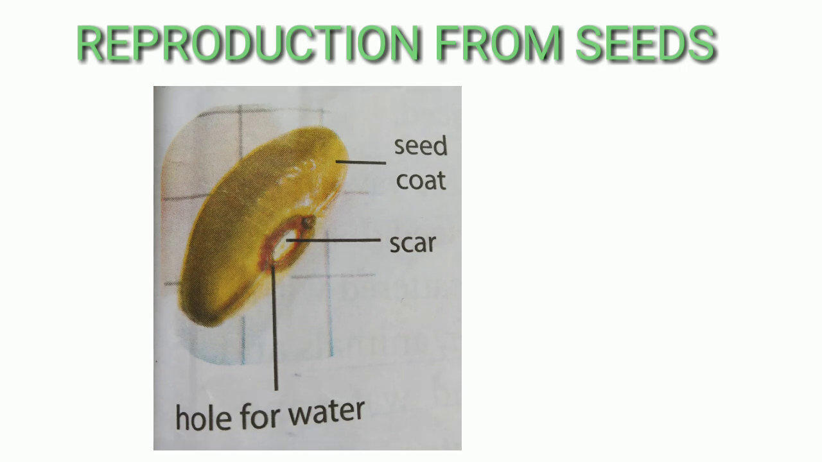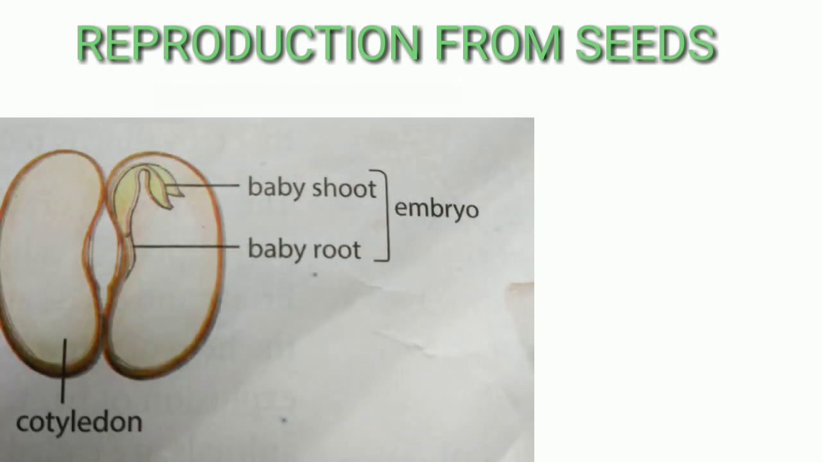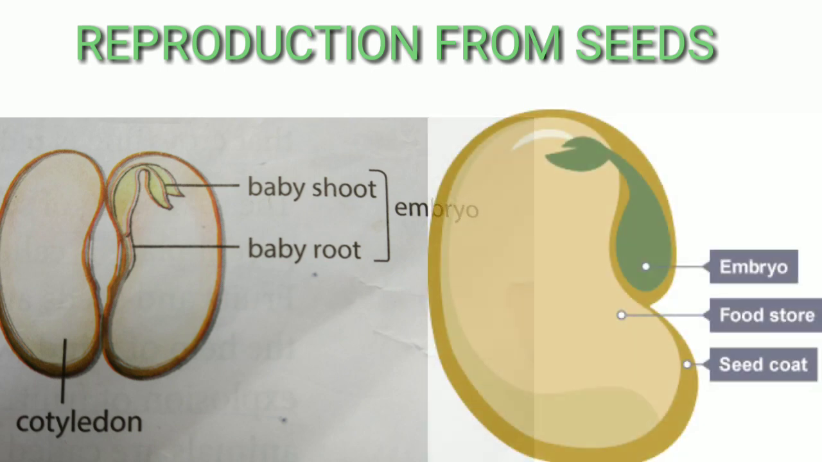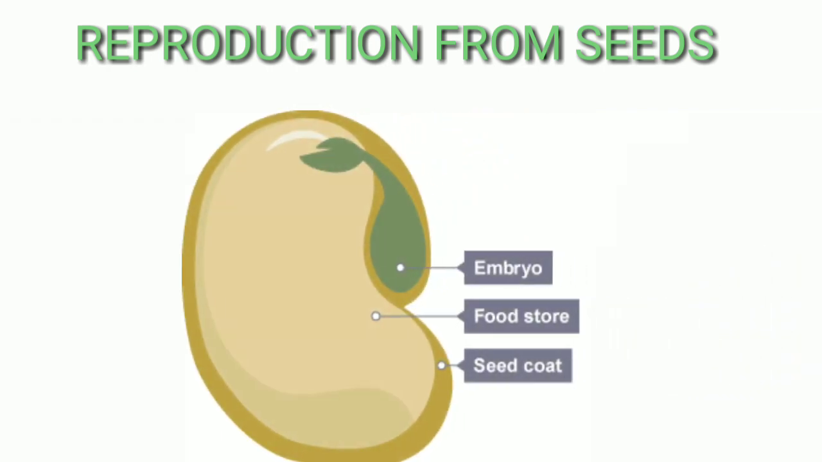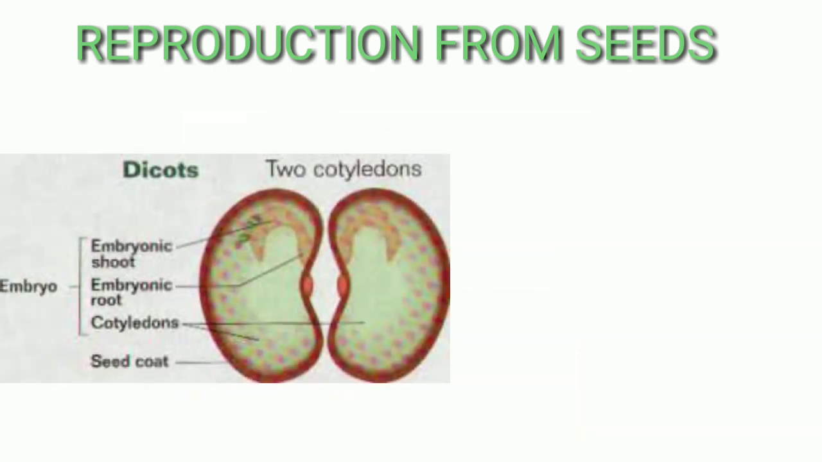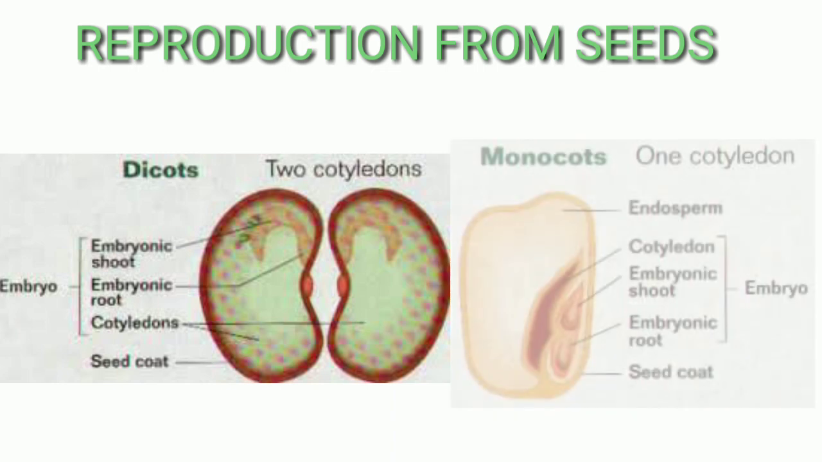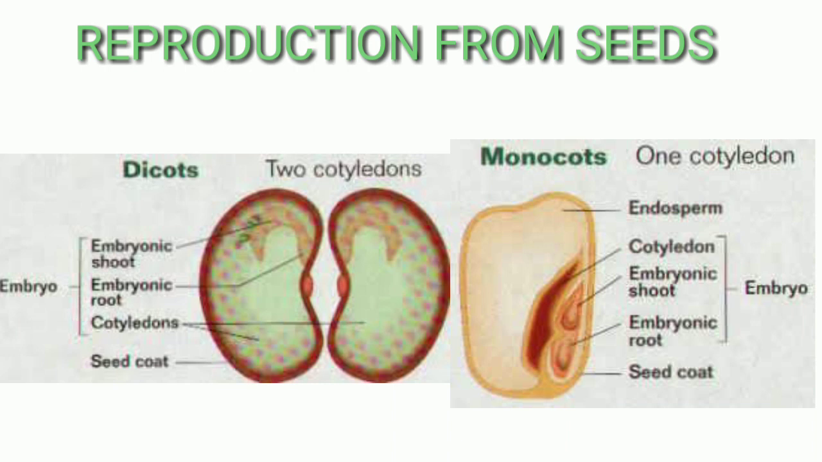Now carefully remove the seed coat. This seed has two seed leaves called cotyledons. Between the cotyledons is the baby plant called the embryo. The embryo contains a baby shoot and a baby root. The seed leaves protect the baby plant. They also store food for the baby plant. Not all seeds have two cotyledons. Some, such as corn, have only one cotyledon.